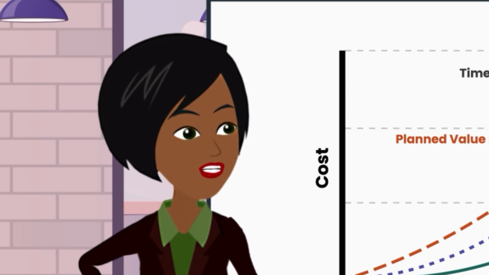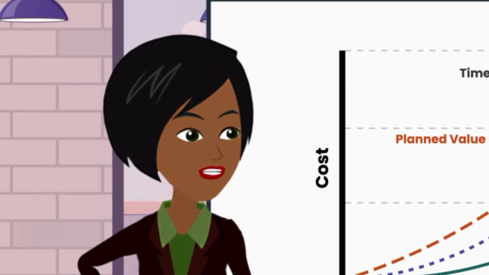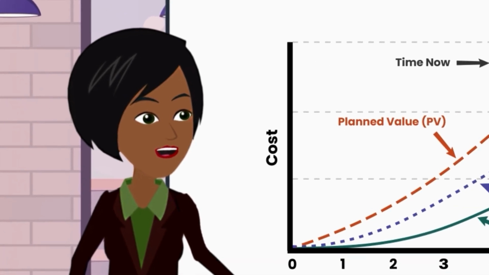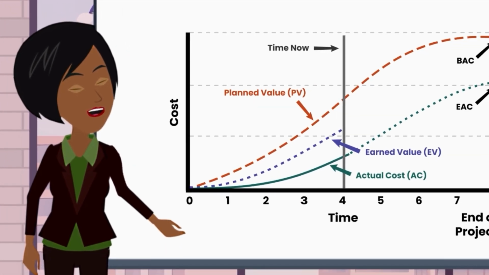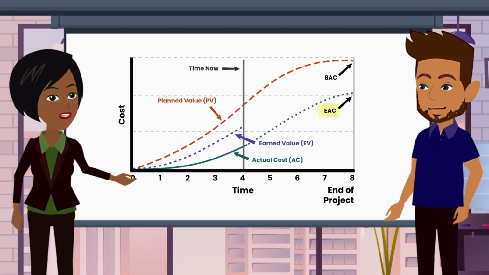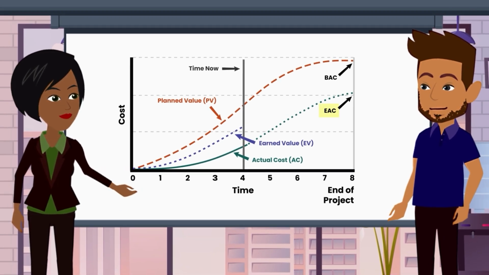Now you are thinking like an earned value analyst. Past performance is a great predictor of the future. We can make an educated guess on the final cost of the project by projecting out the AC line. This educated guess is called an estimate at completion, or EAC.